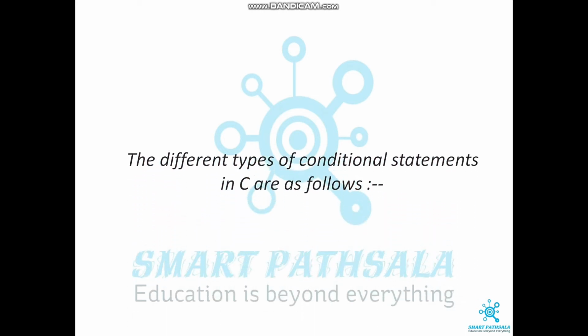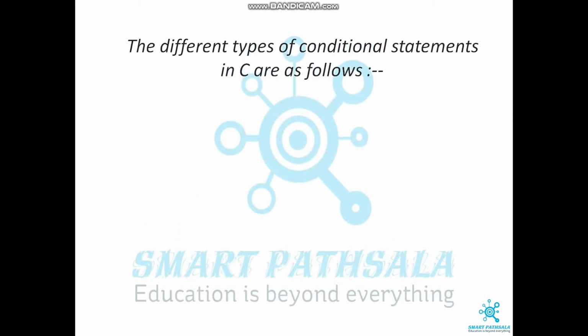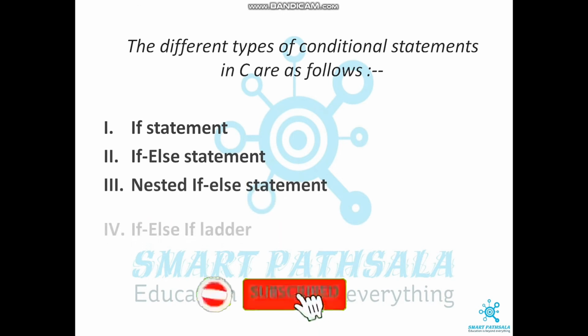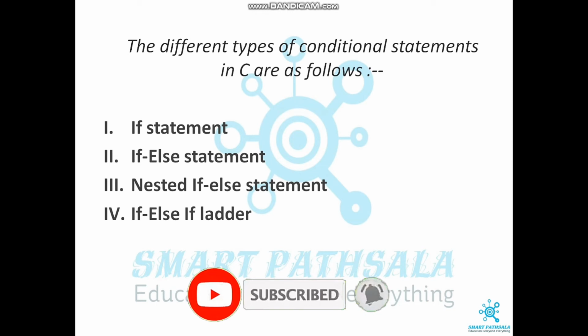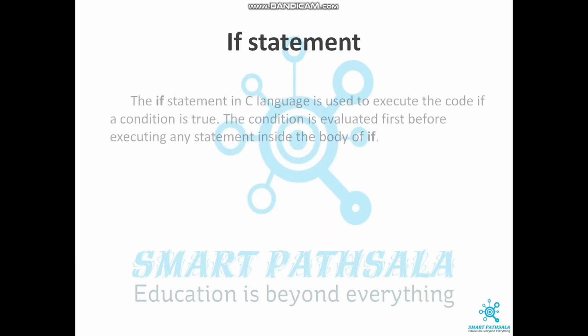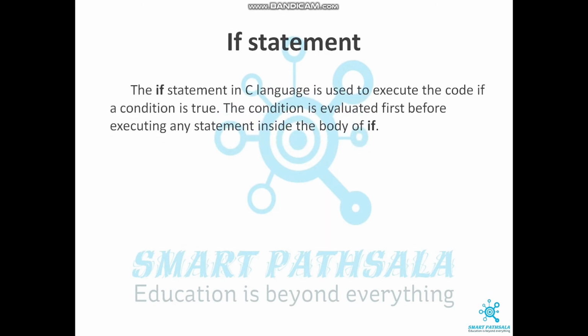The different types of conditional statements are: first the if statement, next the if else statement, next the nested if else statement, next the if else if ladder, and the last one is the switch statement. Now we will see what the if statement is. The if statement in C language is used to execute the code if a condition is true. The condition is evaluated first before executing any statement inside the body of an if.